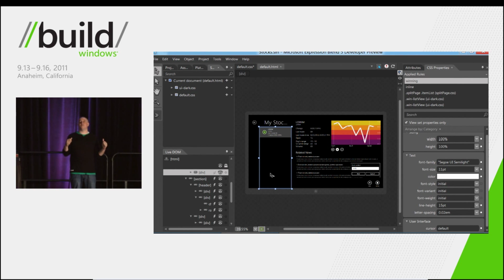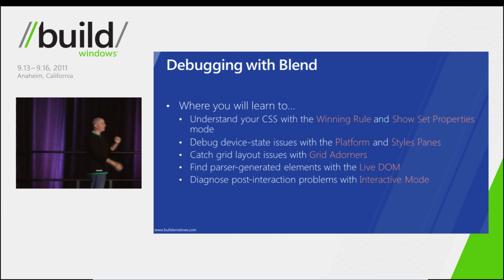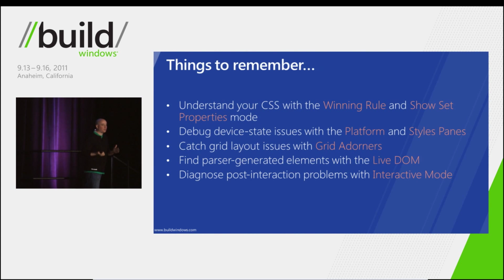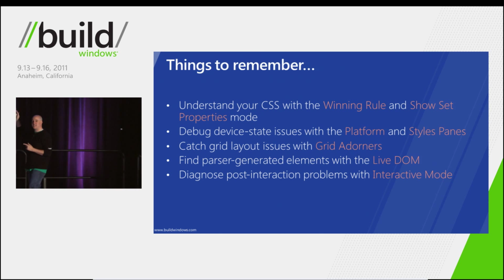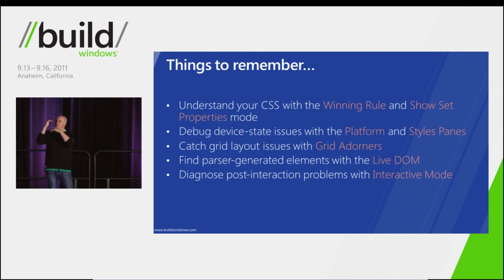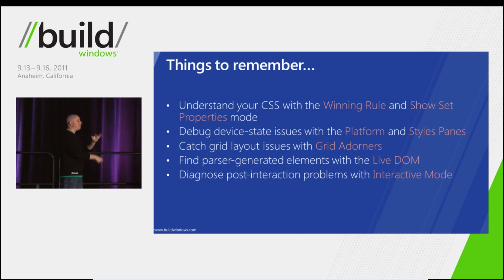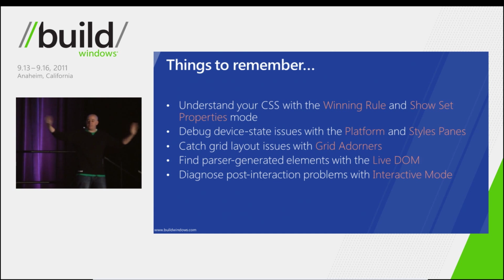So that's the end of my demo, and I hope that the things that you took away, amongst other things, were: use our winning rule mode in order to understand what the winning CSS property was. Use show set properties only mode to quickly see what your CSS rule looks like at a glimpse. I don't have it on the slide, but use the CSS cascade to see who's overriding who for individual properties. Use our styles pane and our platform pane to style and fix bugs in different orientations and app states.